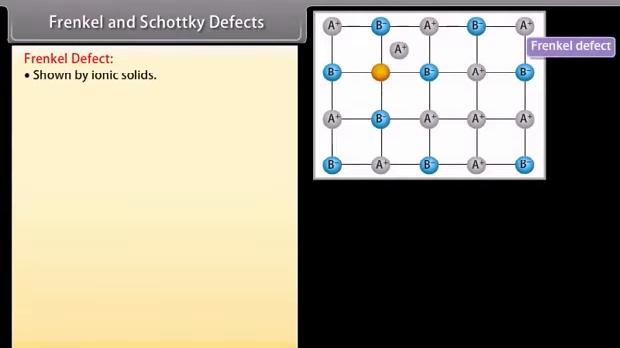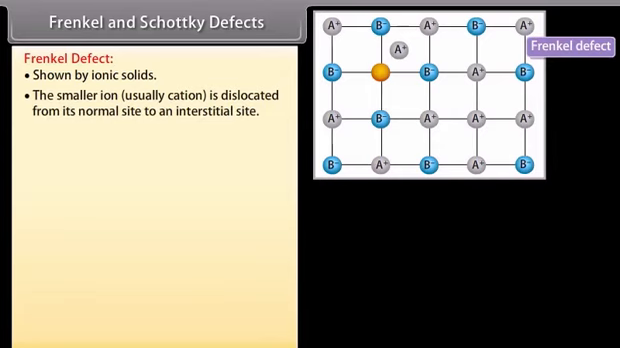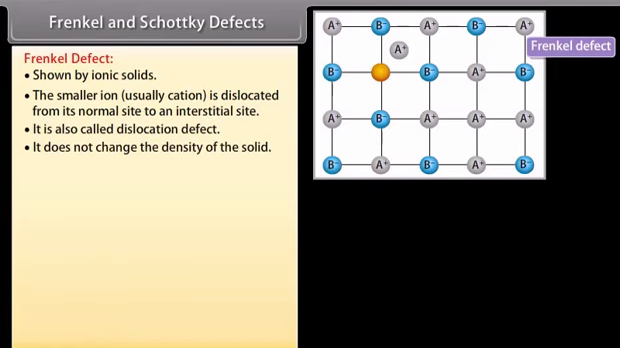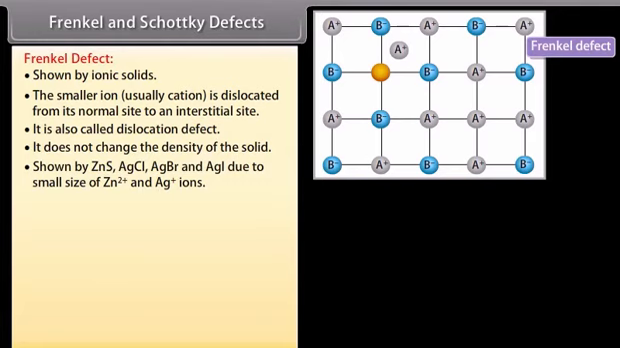Frenkel and Schottky defects. Frenkel defect, shown by ionic solids. The smaller ion, usually the cation, is dislocated from its normal site to an interstitial site. It is also called dislocation defect. It does not change the density of the solid. It is shown by ZnS, AgCl, AgBr, and AgI due to the small size of Zn2+ and Ag+ ions.